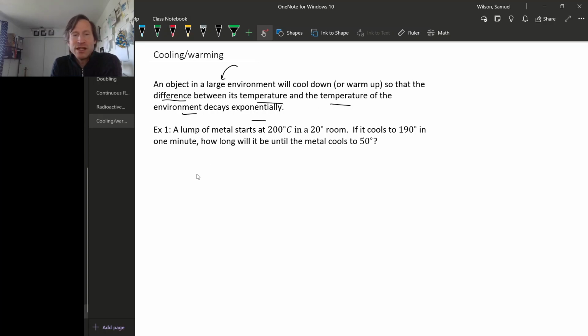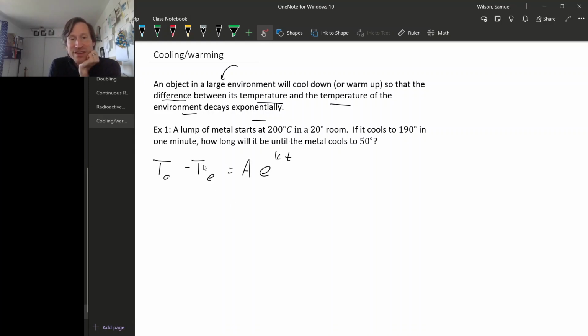So the difference between the temperature of the object and the temperature of the environment is what decays exponentially. So when we write our exponential decay, a to the kt, this doesn't give us the temperature of the object. This gives us the difference of the temperature of the object and the temperature of the environment, right? So we have to be careful here. The temperature of the environment we're assuming is constant because the environment is large, so it isn't going to change appreciably as the object cools down.